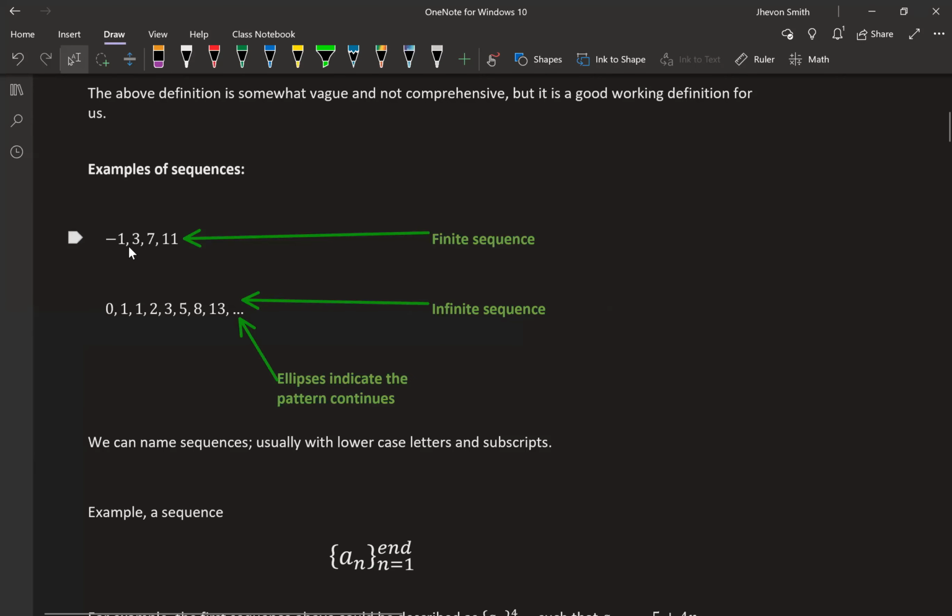Examples. Here's a list of numbers: -1, -3, -7, -11. That's a list of 4 numbers. That is a finite sequence, right? So that's what I would call that. Why is it a finite sequence? It's a list. It's in a definite order because in my mind, when I was writing down this list, I was thinking about something specific, and it's a list that eventually ends. The second list, 0, 1, 1, 2, 3, 5, 8, 13, ... The ellipses here indicate that the pattern continues. This is called an infinite sequence because it's a list that goes on forever. It will never stop.